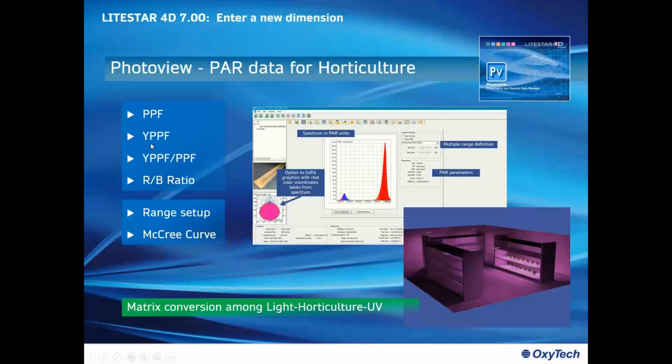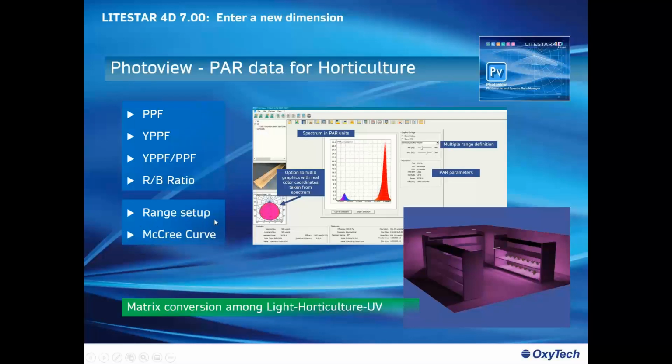Then the yield photosynthetical photon flux. We have the ratio in between the two. We have the red and blue ratio. We can also set up the range through the cursors we have here.